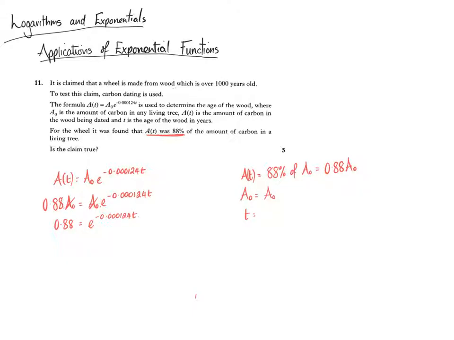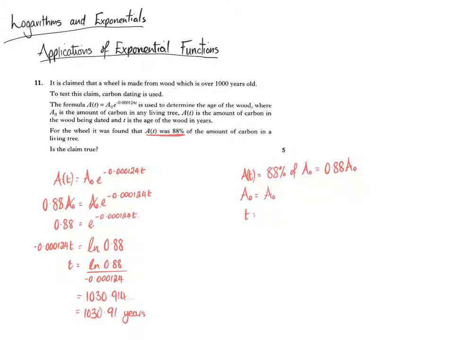e is the base of our exponent, so it's going to become the base of our logarithm, so we have the natural log there. We're going to have that 0.88 in here, and that's going to be equal to negative 0.000124t. Now we can divide through by that negative, so we have the natural log of 0.88 divided by negative 0.000124. Again, it's just a case of plugging it into our calculators, and when we do that, we get 1030.914. If we round that, we get 1030.91, and that is in years.